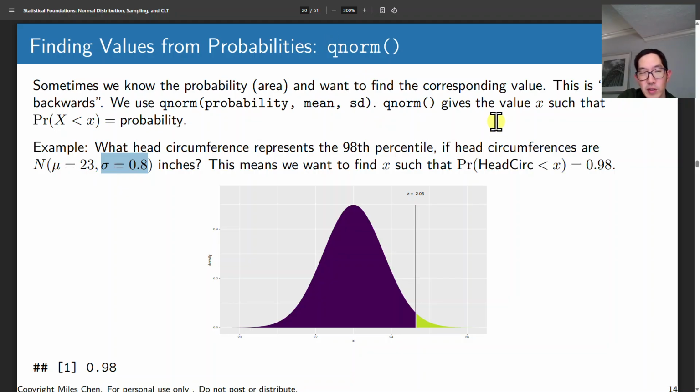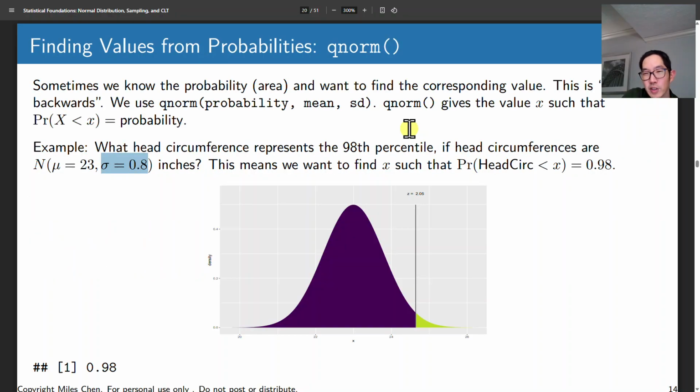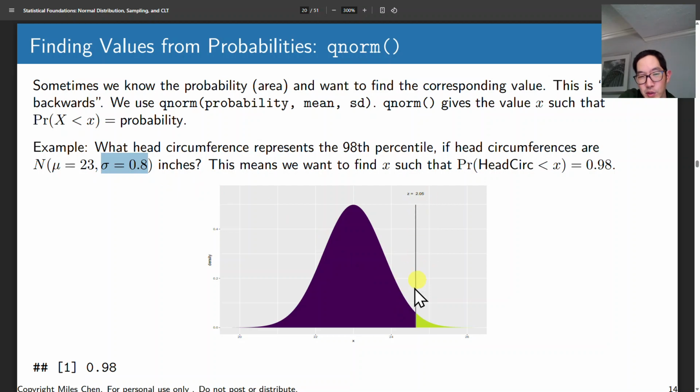Okay, qnorm is going to give you the value of x so that the probability is less than that number. So over here we have pnorm to calculate the area to the left, and qnorm, you give it the area and it will give you the corresponding value. So first we can find what is the z-score that will give us an area to the left of 0.98. We say qnorm of 0.98, and the number it spits out is 2.05. So if I plug in z equal to 2.05, we're going to get 0.98.